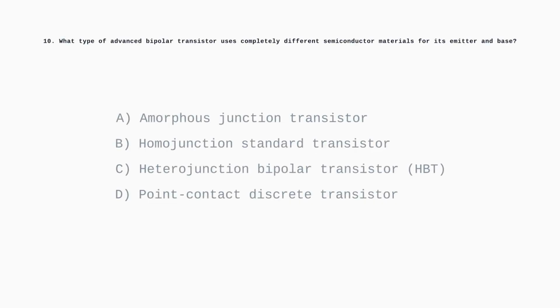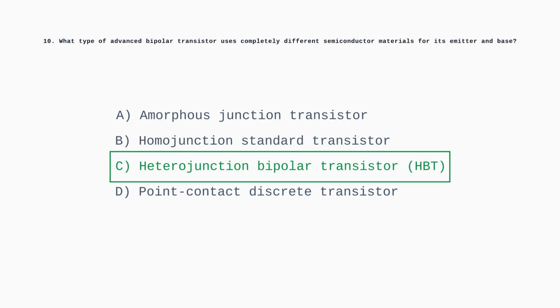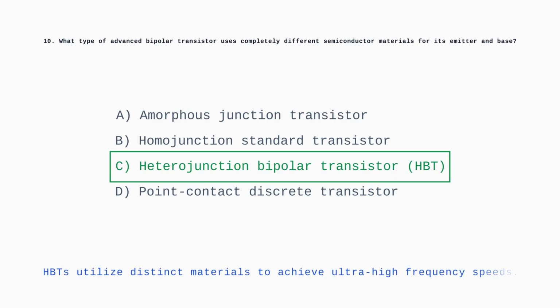achievable. Question 10. What type of advanced bipolar transistor uses completely different semiconductor materials for its emitter and base? The heterojunction bipolar transistor, or HBT, uses differing semiconductor materials to reduce base resistance, allowing it to process signals up to several hundred gigahertz.